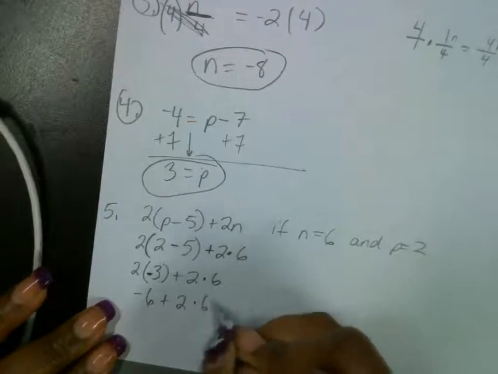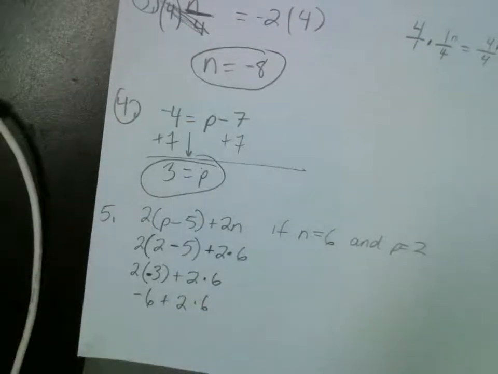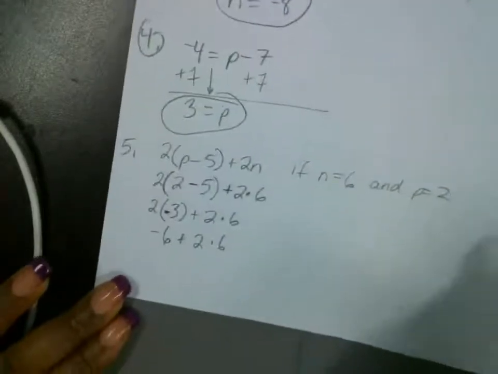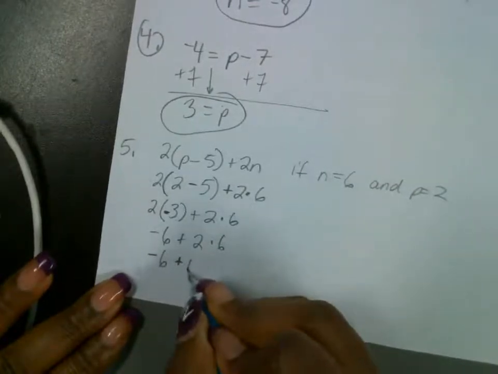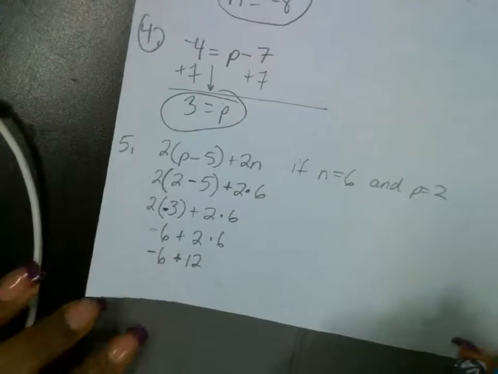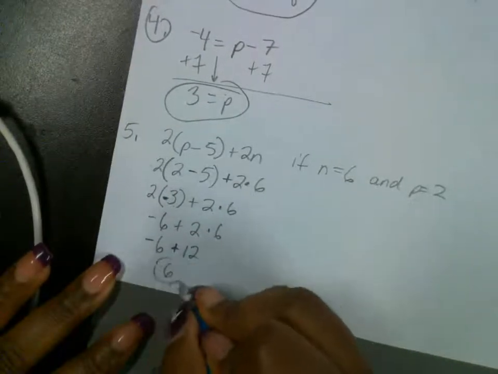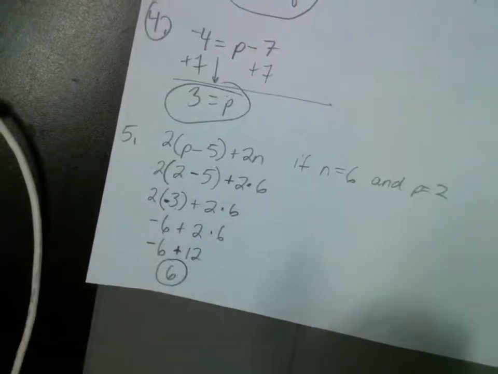I could have gone on and multiplied this, couldn't I? All right, so what's next after that? You multiply the 2 into 6. And that gives you 12. And what's my final answer? 6. Raise your hand if you got that right. Good job, y'all. Now we're doing number 6.